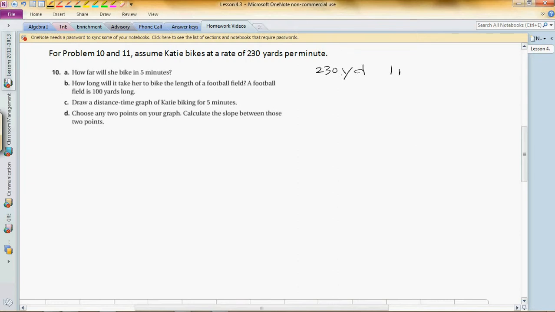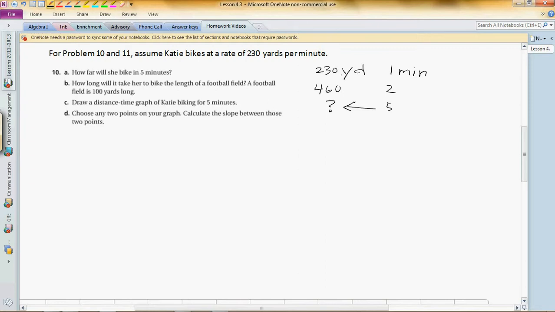In 1 minute, what would happen in 2 minutes? Well, you have to double it, right? That'll be 460. How about 5 minutes? What do you have to do to get 5 minutes? Every 1 minute, she bikes 230 yards, so yeah, that's a hint.